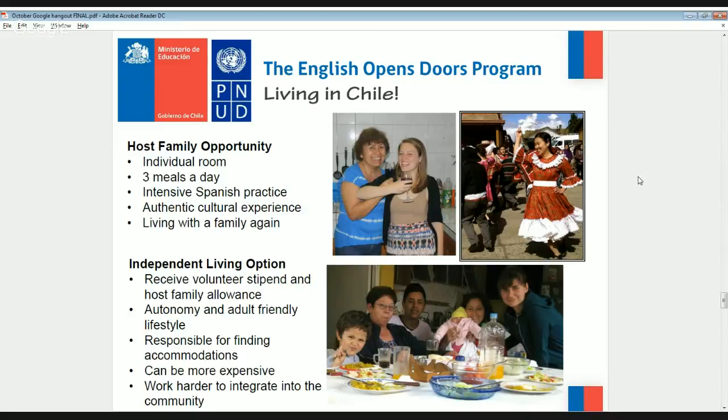The majority of our volunteers actually opt to live with the host family, but there are some volunteers who opt to live independently as well. So that is another option. And for those of you considering independent living, you would receive a stipend of 235,000 Chilean pesos per 30 days. This is equivalent to about $340 US, and it actually combines your volunteer allowance of 70,000 Chilean pesos with the host family stipend of 165,000 Chilean pesos. So you would receive this monthly, and it would help subsidize both your teaching related costs and your living costs.